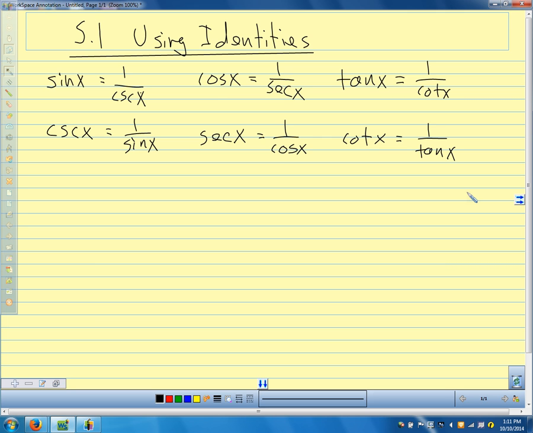Nothing really new here. Our quotient identities. So what's another way we can write tangent x? Sine over cosine. Sine x over cosine x. So that's another way we can write tangent x. And then we can do the reciprocal of that one as well. So the cotangent we could write as cosine x over sine x.